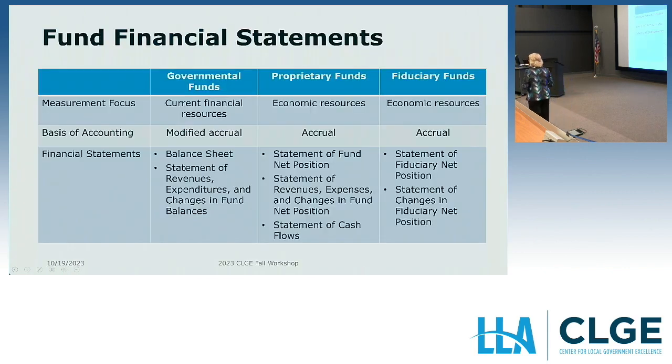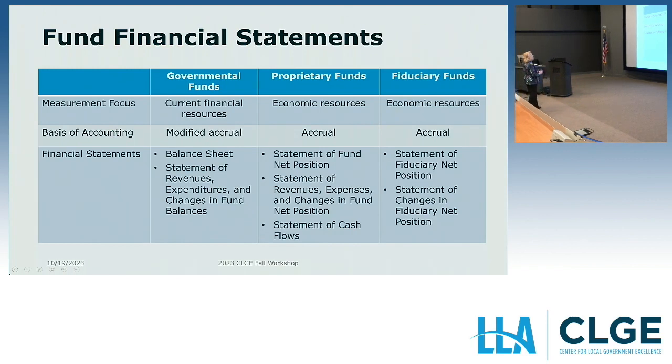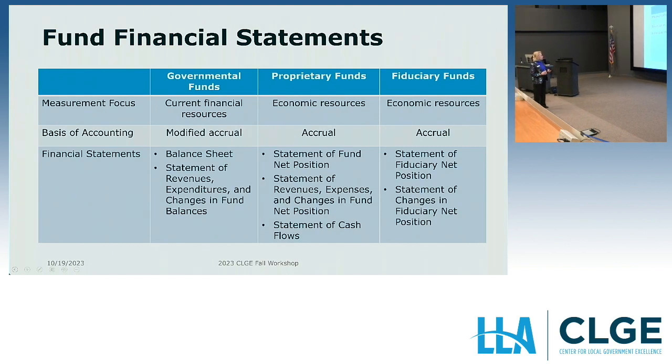All right, so here is your cheat sheet on financial statements for all of that stuff. So what you have for governmental funds, the measurement focus is current financial resources. We do the modified accrual, and the financial statements speak to those 2 things. Okay, so here for governmental funds, we just have the balance sheet and the statement of revenues, expenditures, and changes in fund balances. Then when we get to proprietary funds and fiduciary funds, they both are economic resources and accrual basis of accounting. So let's take them one at a time.